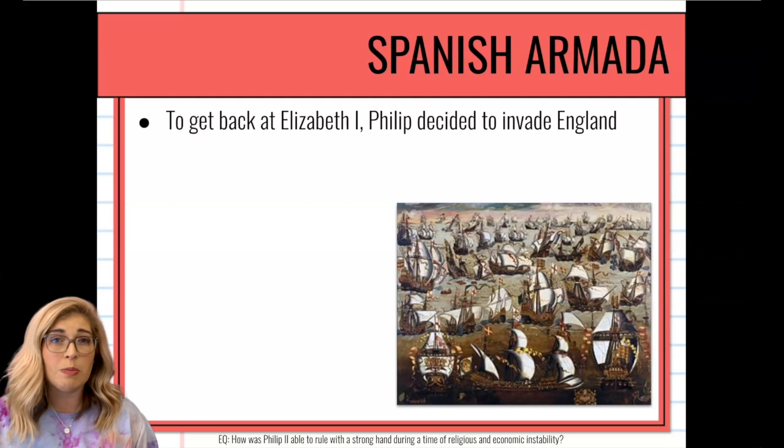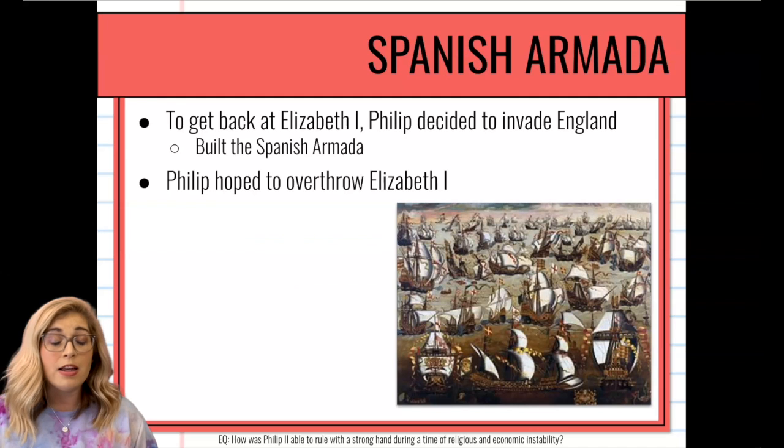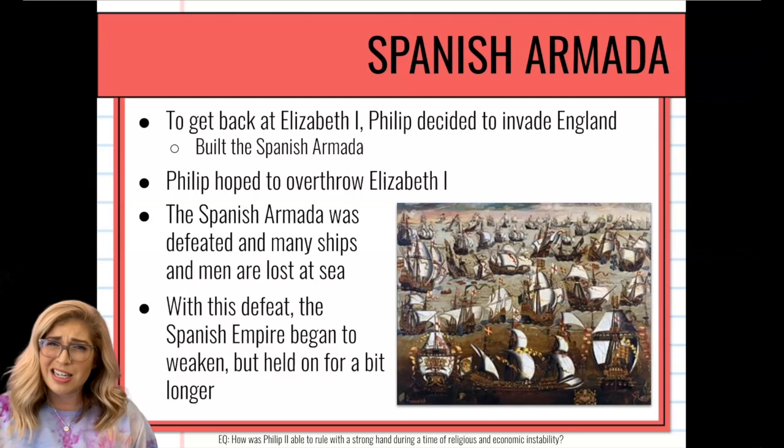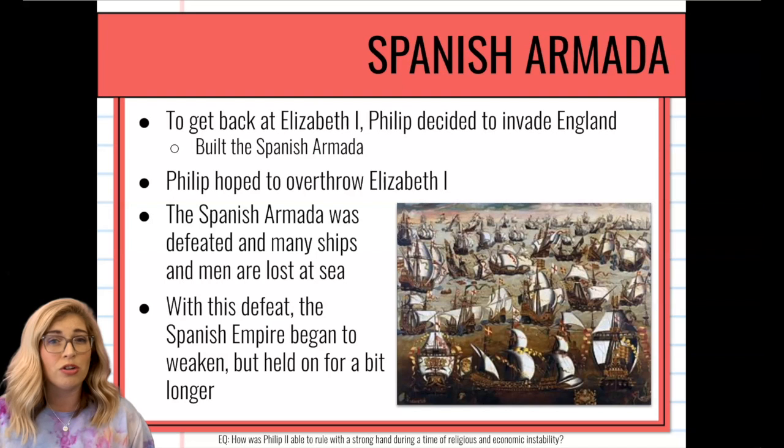So he builds the Spanish Armada, which is a fancier Spanish word for a Spanish fleet or a navy, a large navy. He really hoped to overthrow Elizabeth I with this Spanish Armada, and he wasn't very successful. The Spanish Armada was defeated. A lot of his ships are lost at sea, as well as his men. With that defeat, the Spanish Empire starts to slowly but surely weaken. It holds on, but not for too much longer.